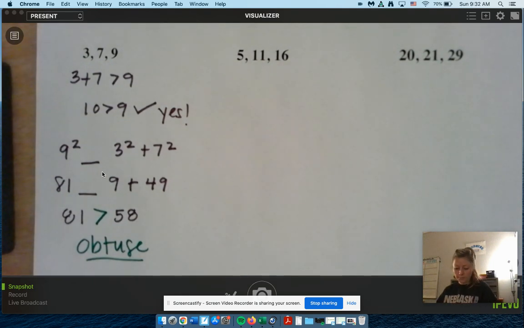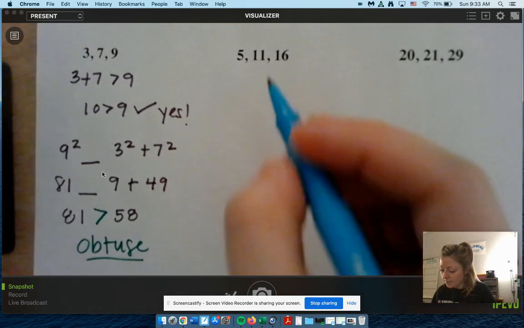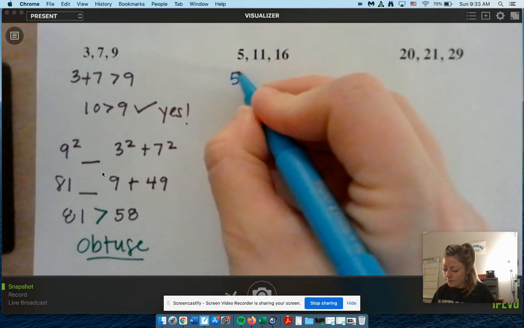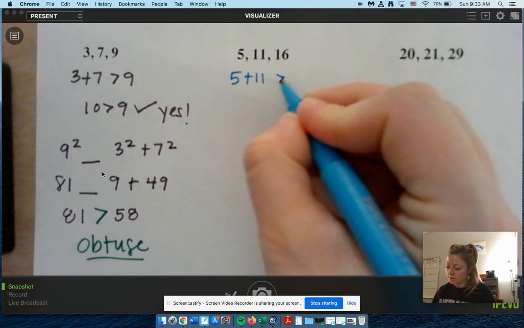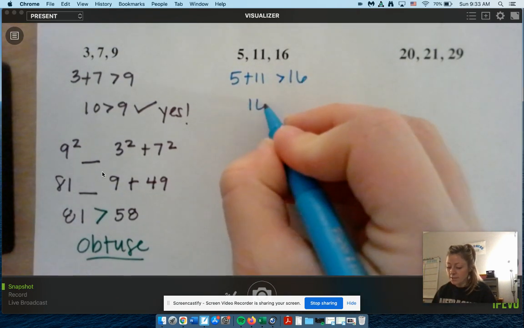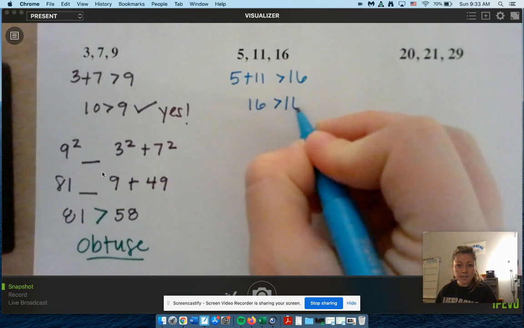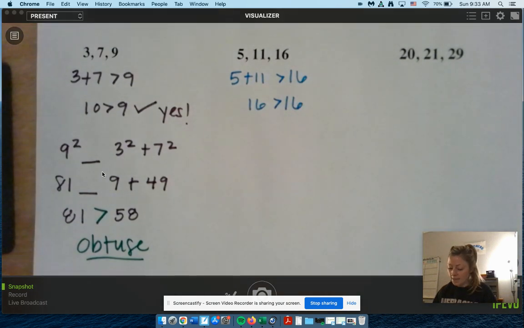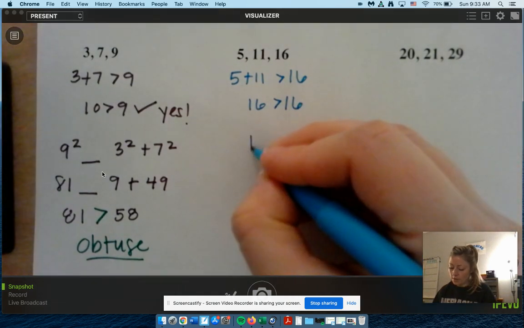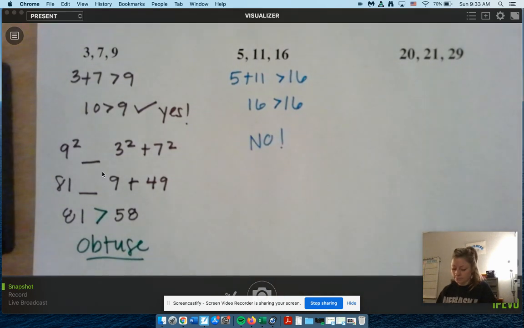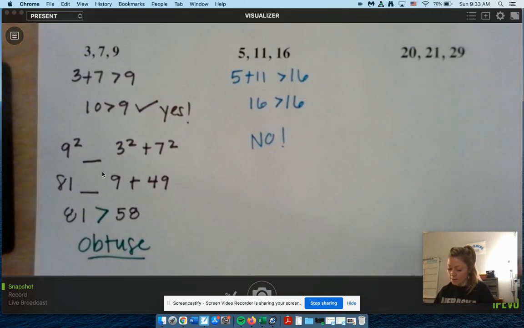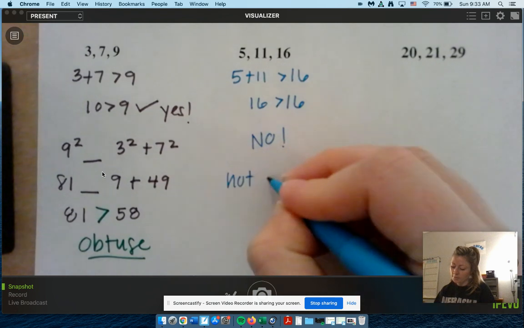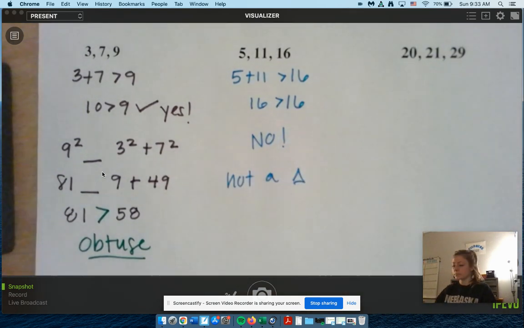Okay, let's try another one. So again, we first have to decide if the three sides can make a triangle. So you take your two smaller sides, which in this case would be 5 and 11. Is 5 plus 11 greater than 16? Well, 5 plus 11 is 16. Is 16 greater than 16? No, it's not. So, nope. A triangle is not possible. So you can put not a triangle, not possible, whatever you want to put.